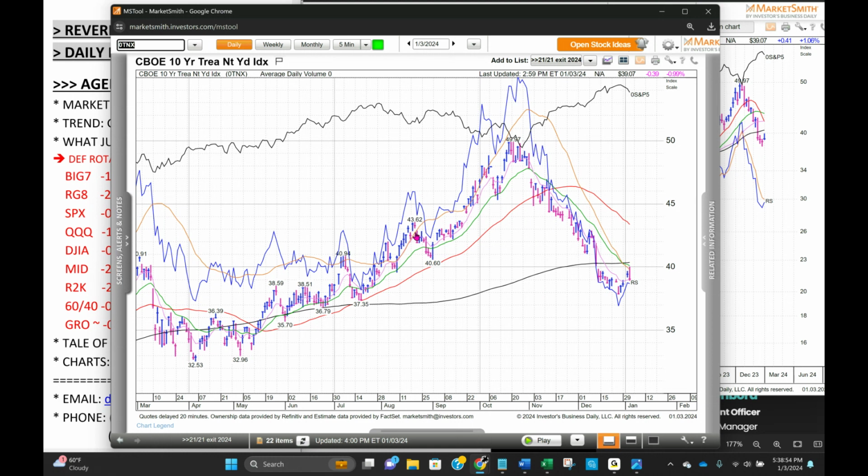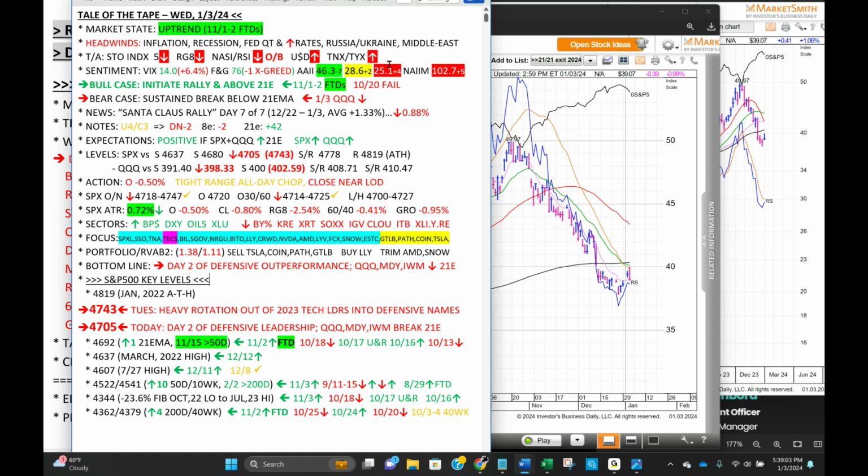Let's go to the tail of the tape. Some changes here, and the changes aren't good. The stochastics on all five of the major indexes have rolled over now from overbought. Same thing with all 8 of the RG8. The NASI RSI is down from overbought today. The dollar has hooked up from oversold, and rates have hooked up from oversold. So from a stochastic standpoint, none of this is good for the overall market.